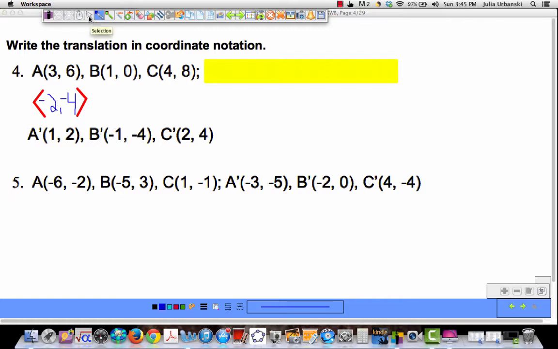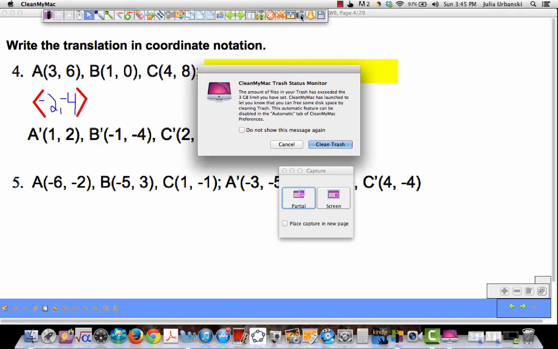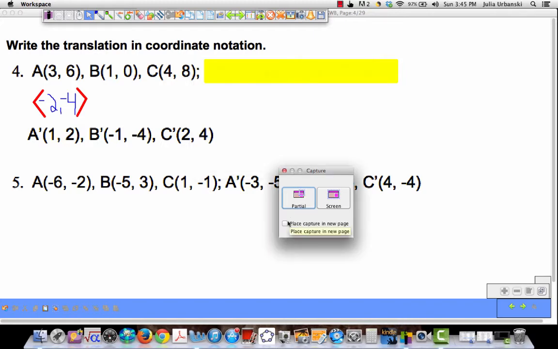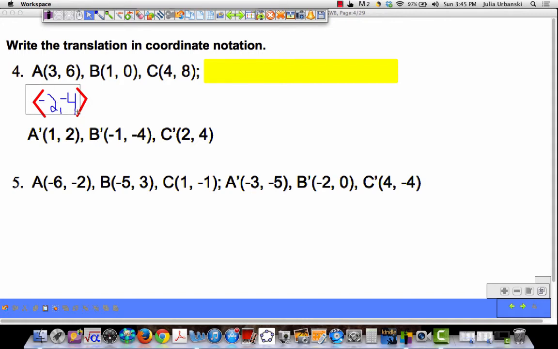All right, well, let's make sure that we did this right by checking all of the coordinates here. So this -2, -4 has to work for all of them in order for it to be true. So let's check right here. 1 minus 2 becomes -1. That's good. 0 minus 4 becomes -4. That one's good. Let's try it here also. 4 minus 2 becomes 2. 8 minus 4 becomes 4. That means this vector is correct. So you can write it in vector notation.